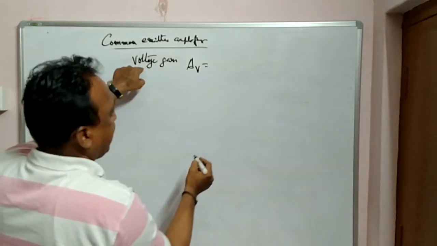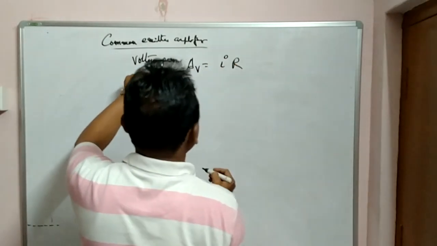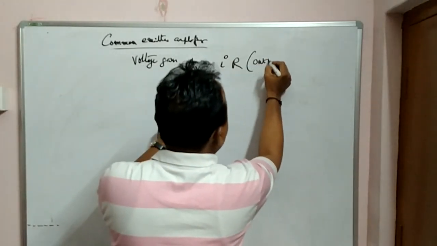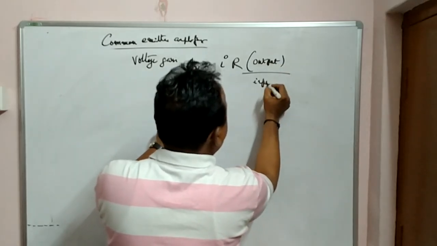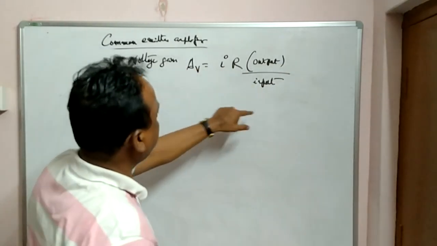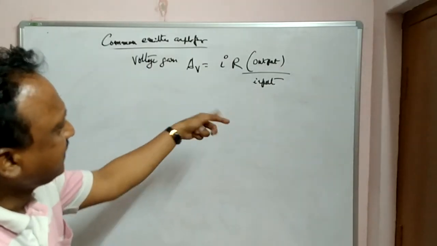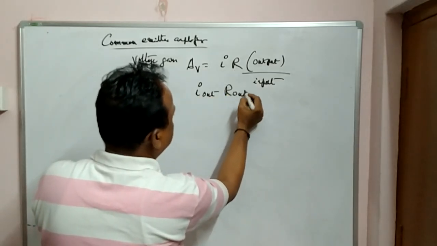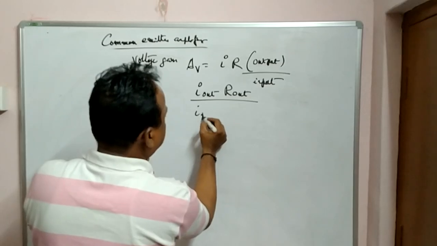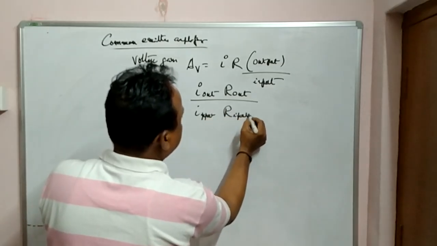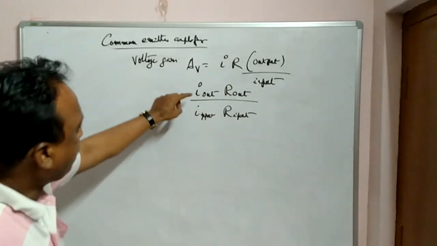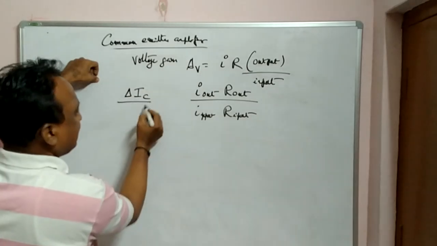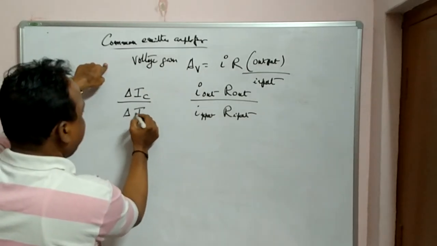So what is voltage actually according to Ohm's law? IR. But voltage gain is output by input voltage. Voltage gain means AV, which is output by input. So output is I output into R output by I input into R input. Output by input. And what is I output? It is delta IC. And the input is delta IB.